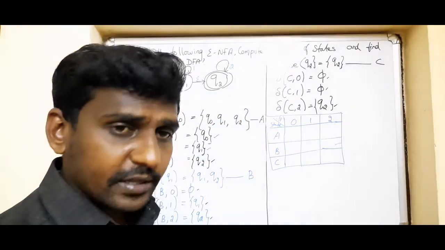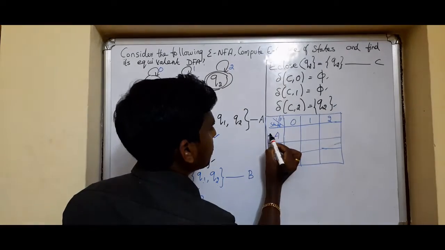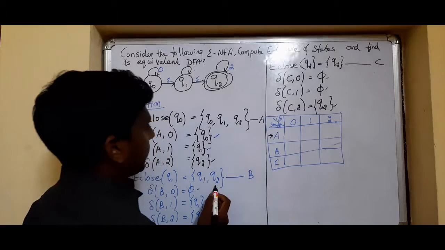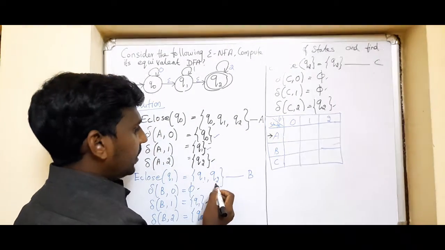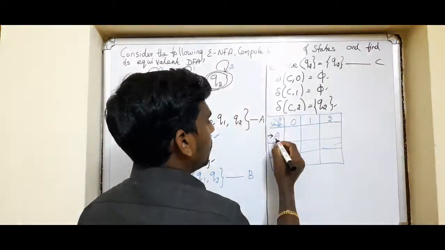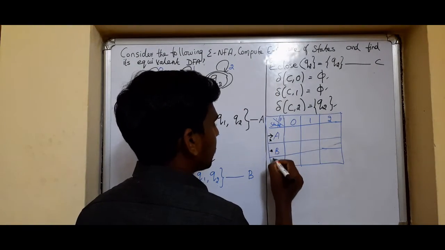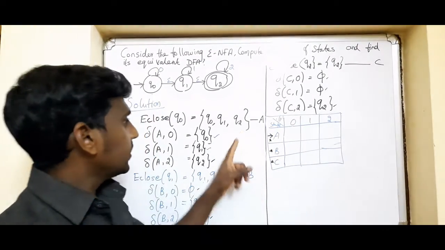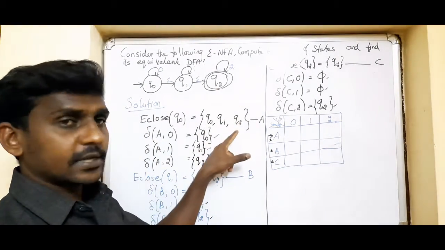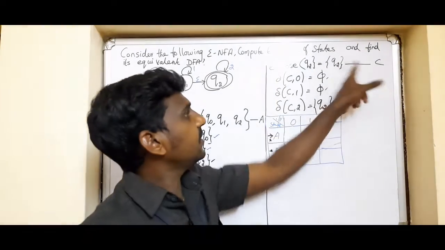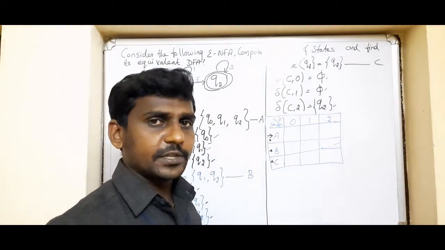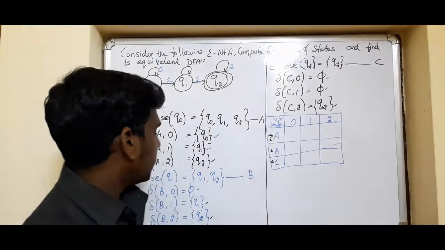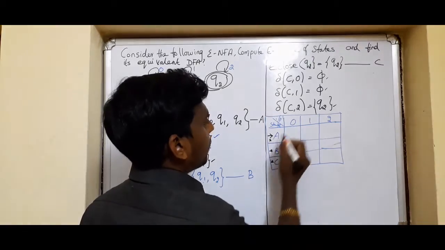Before that we have to check which one is the starting state. A is the starting state since we have Q0, and where Q2 comes: A has Q2, B also has Q2, C also has Q2. So all of them are accepting states. Why did I mark all as accepting states? Because A, B and C each contain Q2. And Q0 alone is the starting state. Right?